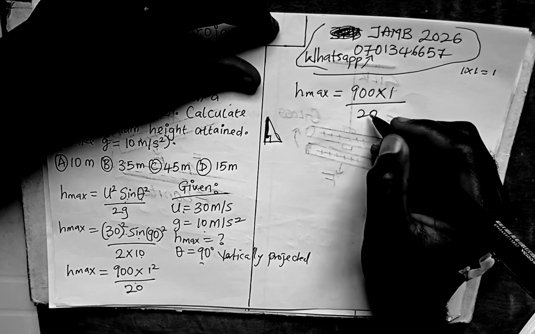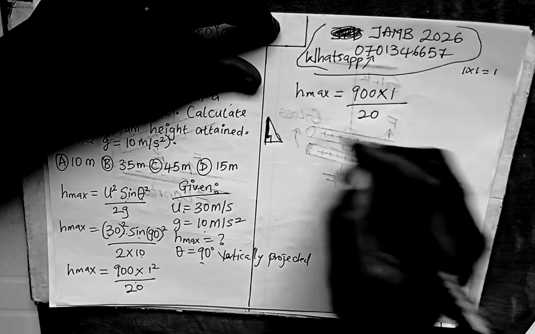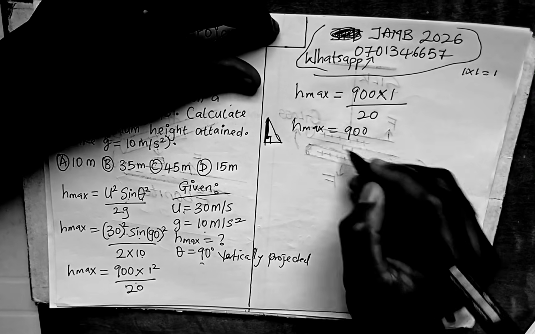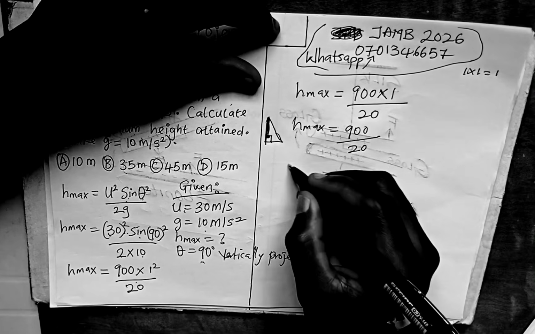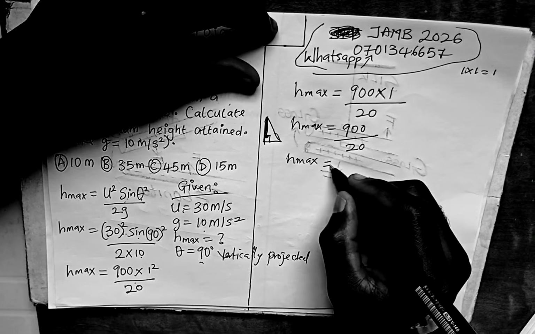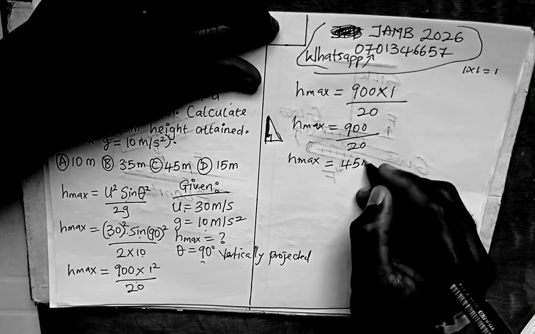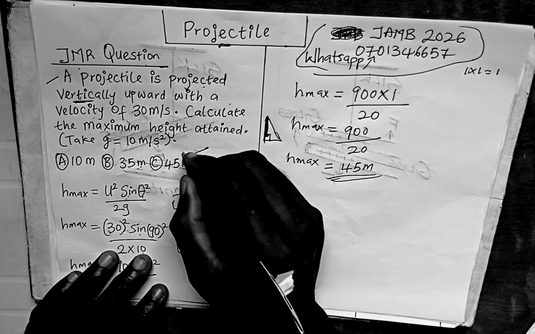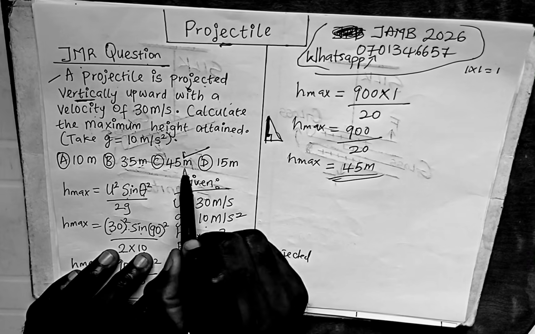Very simple, easy peasy. So h max is equal to 900 over 20. Divide that and tell us the answer. 900 over 20 is 45 meters. Among the options, do we have 45 meters? Yes, this is the answer. Option C is the correct answer. The maximum height attained is 45 meters.